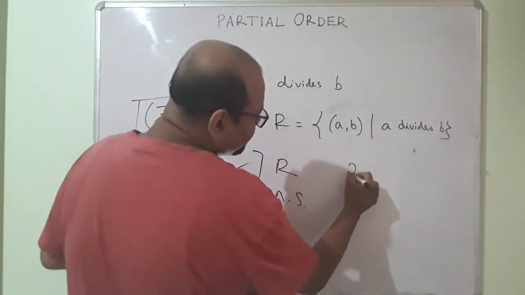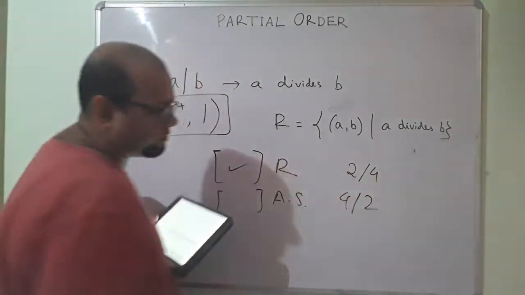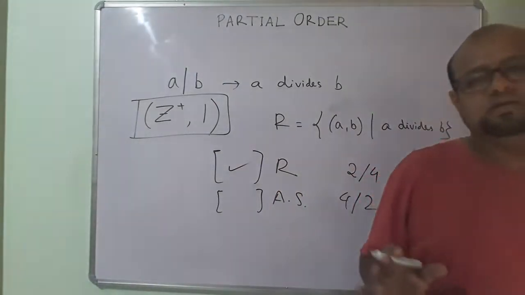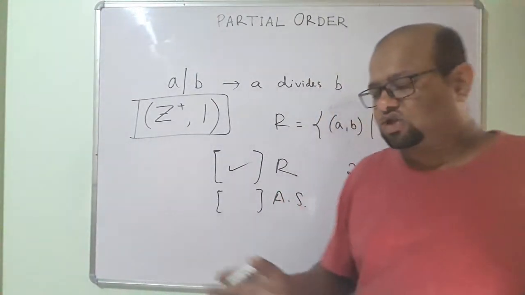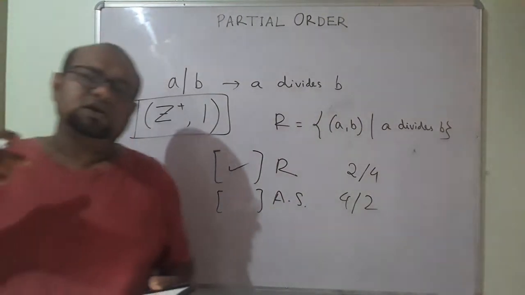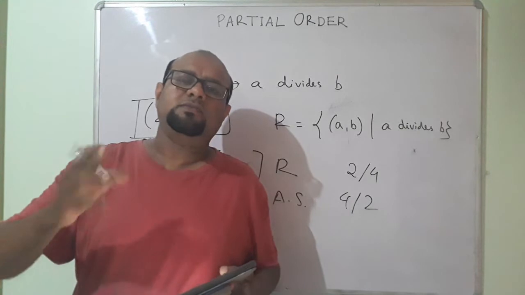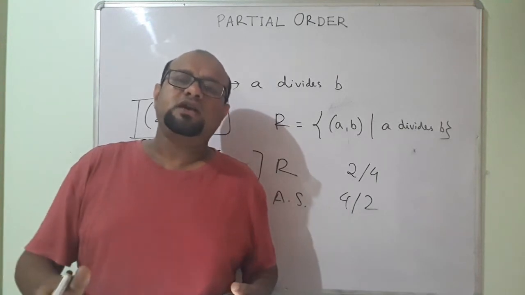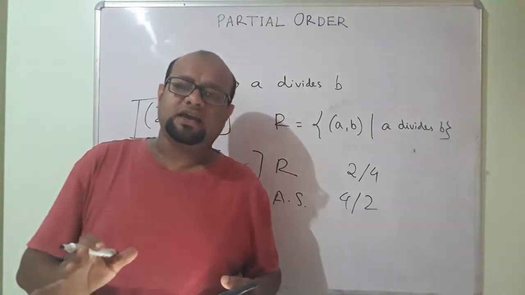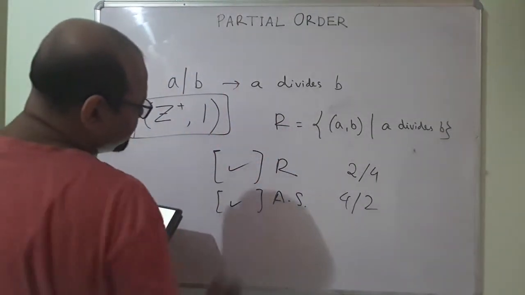If 2 divides 4, does 4 divide 2? So 2 divides 4 properly, right? We know that. Does 4 divide 2? 4 does not divide 2. Okay. So we know that if A divides B and B divides A, then A and B should be equal. If A and B are not equal, then if A divides B, then B cannot divide A. Okay. So we know this is antisymmetric.